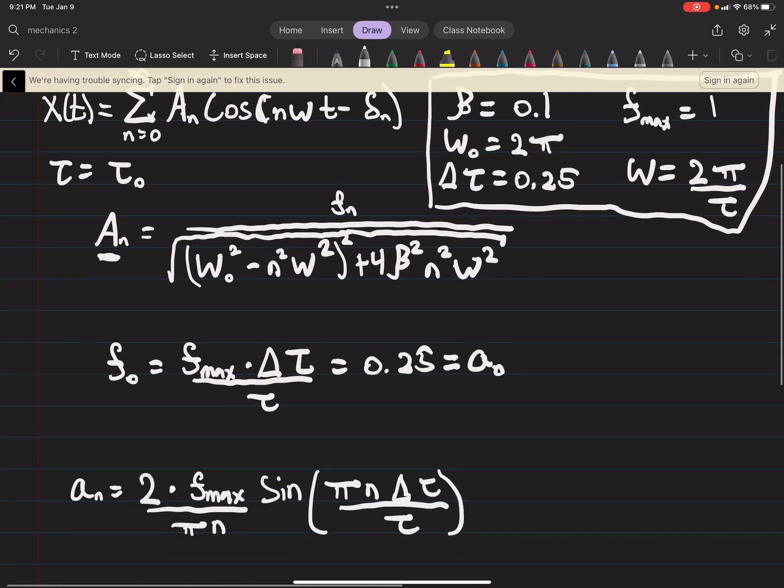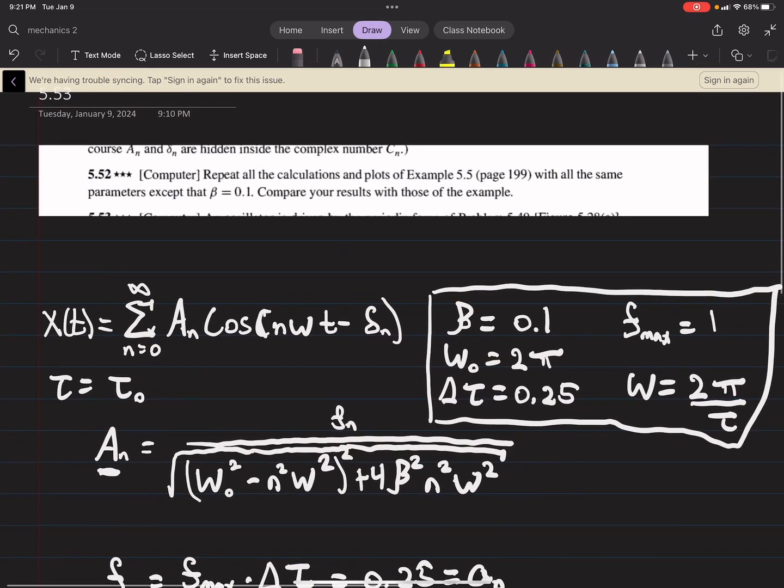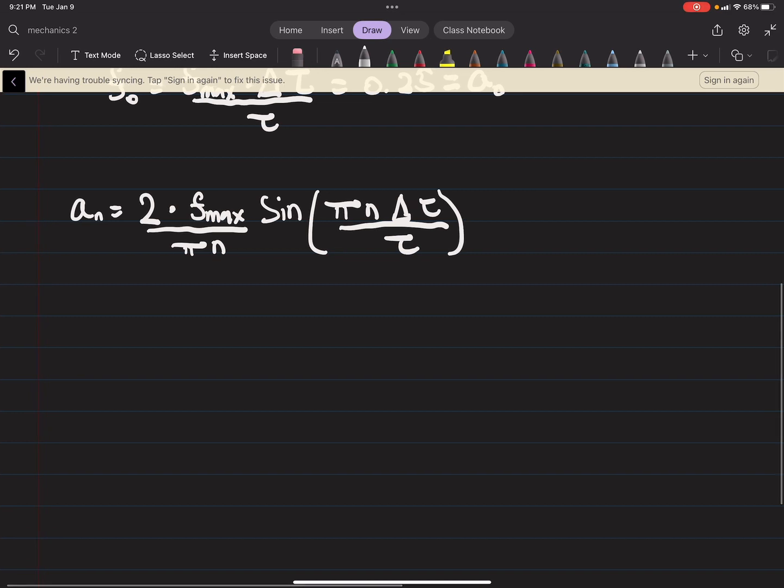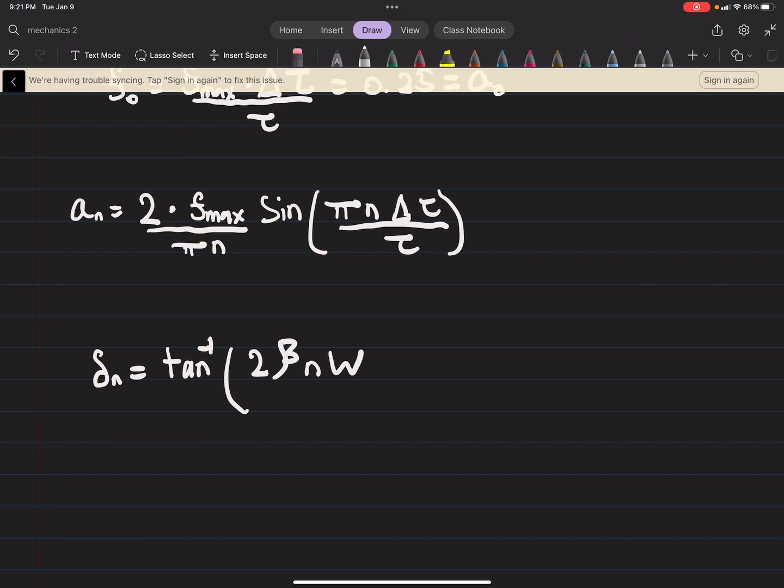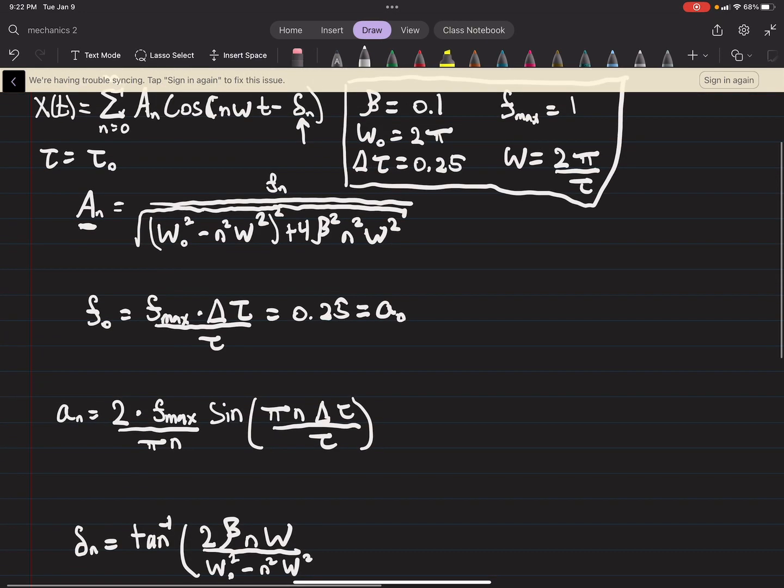There's one other thing we need to mention here, and that's delta. So delta is our phase shift right here. And we need to know how to calculate that, because as you can see from the subscript, we're going to have a different phase shift for each n value used. So the equation, and this is all in the textbook if you want to look it up, is tangent inverse of 2 times beta times n times omega divided by omega naught squared minus n squared omega squared. Hopefully I have all these equations down correctly.